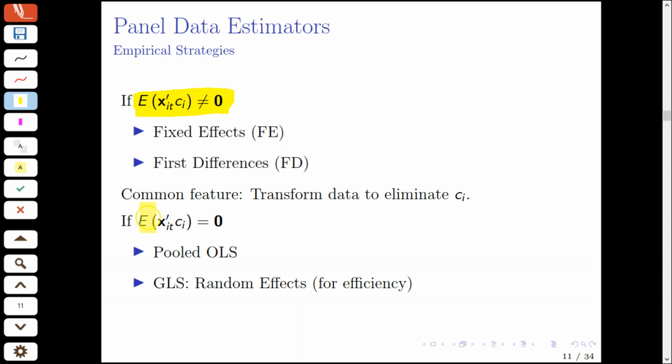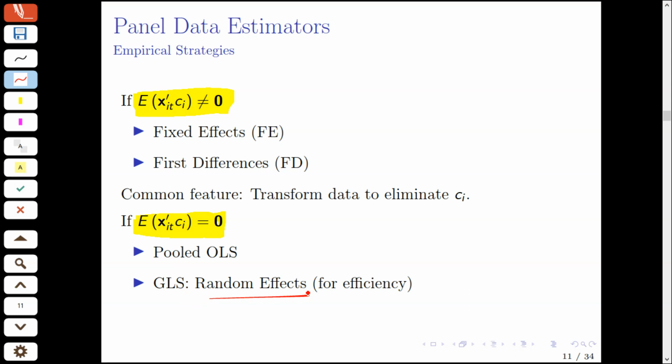Now, if we are to believe that this uncorrelatedness assumption holds, then, as already discussed, we could use pooled OLS, or instead of ignoring the time dimension completely, we might take it into account in some sort of generalized least squares procedure. Now, a particular implementation of generalized least squares for the linear unobserved effects model for panel data leads to what's known as the random effects estimator.